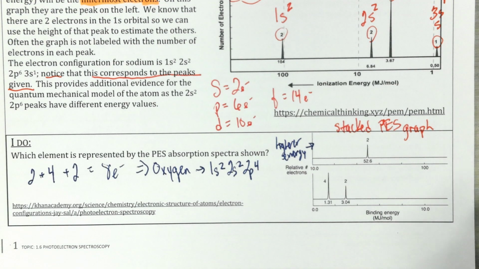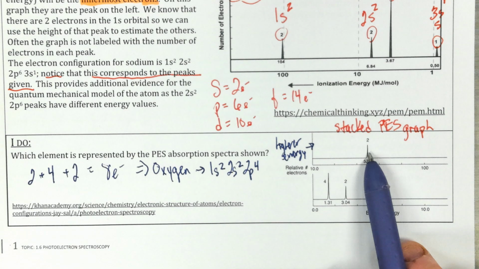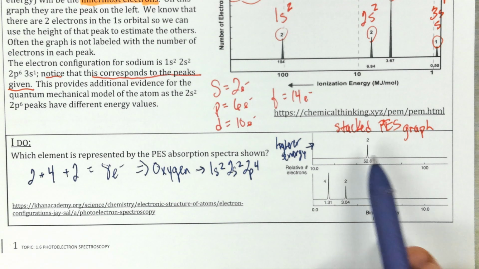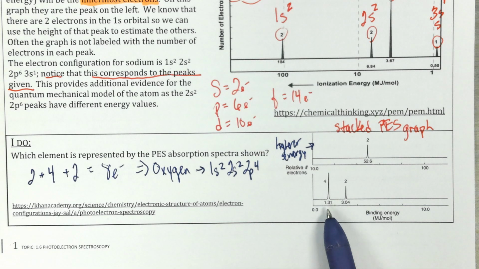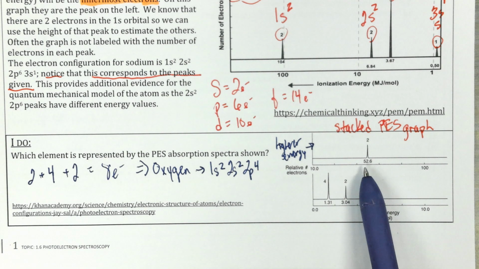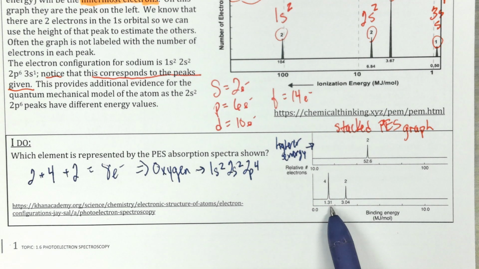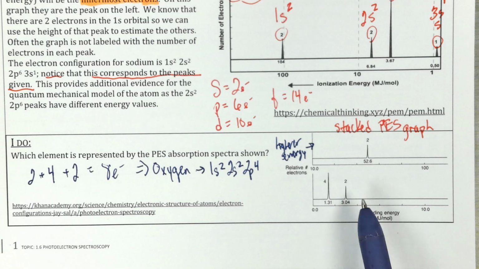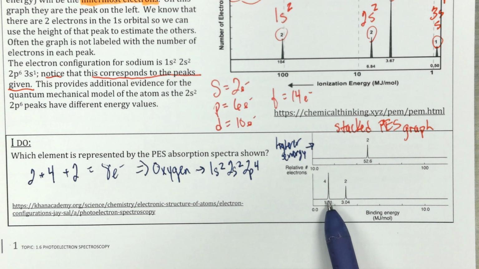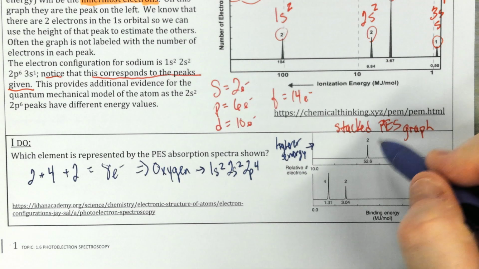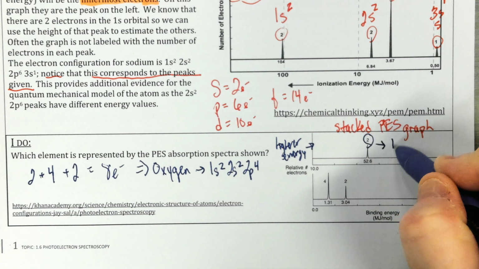This is the electron configuration, but what is this 2? Is this the 2s2 or the 1s2? Well, let's look at the energies. It's given here, it goes from 10 to 100, it's about halfway, so this has a binding energy of 52.6. This one has a binding energy of 1.31, and this one has a binding energy of 3.014. So if I had to put this in order, this is the lowest, this is the next highest, and this is the highest. So this right here is my 1s2.